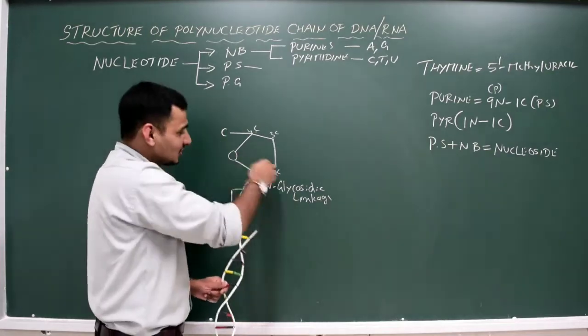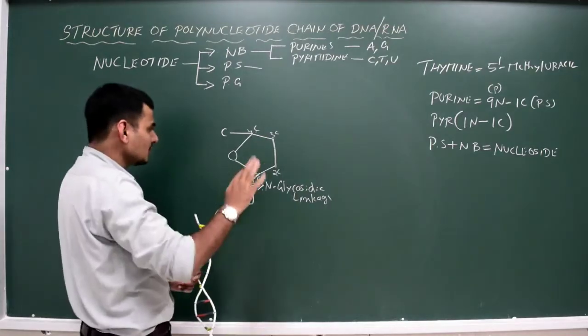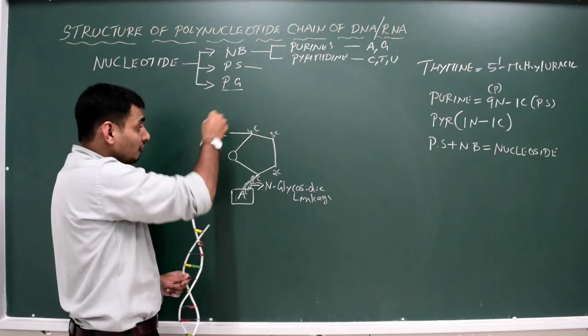Whereas in RNA, oxygen is present. That is, a hydroxyl group is there in the second carbon position. That's it, that's what we know about it. That's the basic. Now let us talk about this. What is this? The phosphate group. This is the phosphate group.